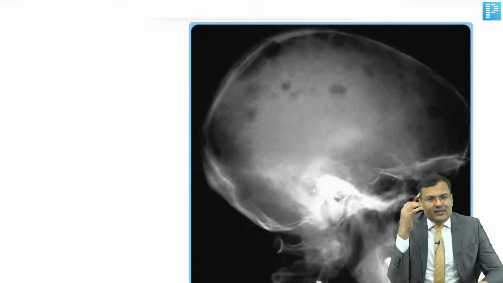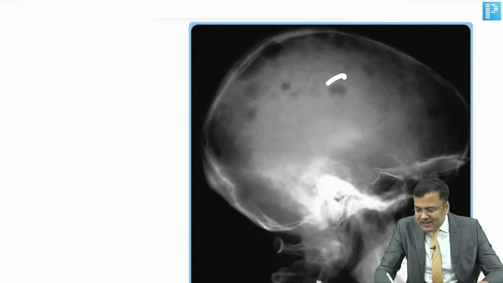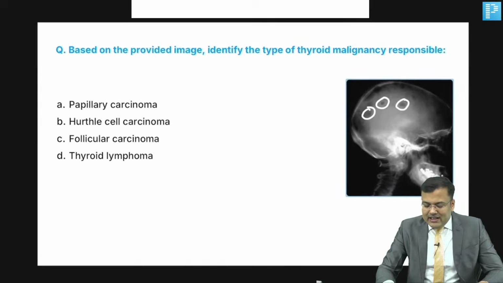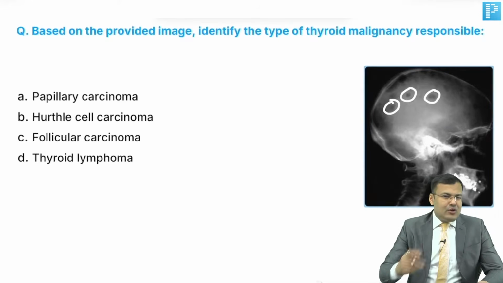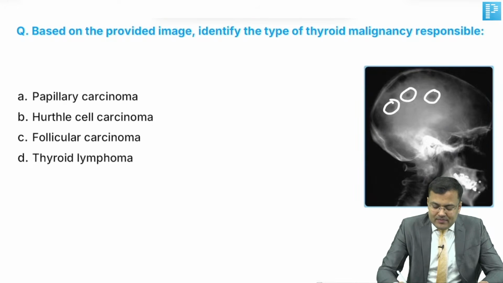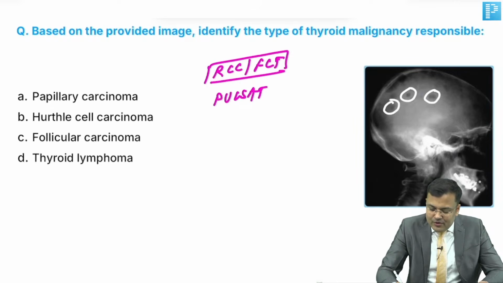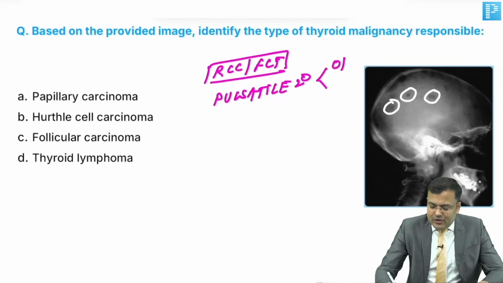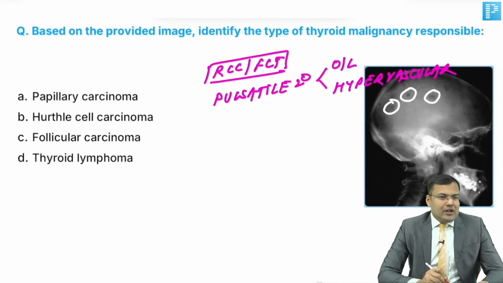See first, in the skull bone, can you see there are osteolytic secondaries? So, you can notice in skull bone osteolytic secondaries. Two malignancies have pulsatile secondaries. One is RCC, second is follicular carcinoma thyroid. What do you mean by pulsatile secondaries? This is osteolytic and hypervascular.